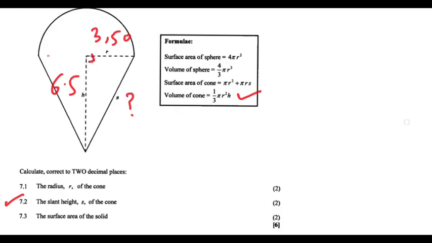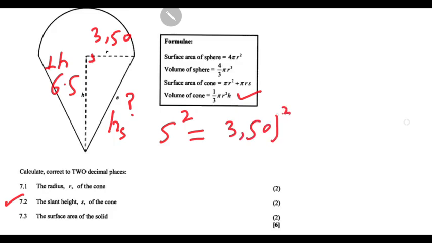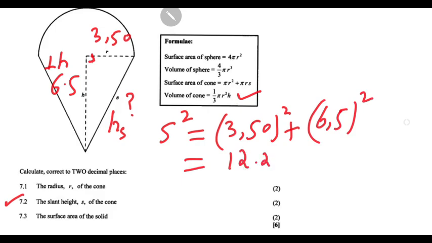This is the perpendicular height. s squared is equal to the two shorter sides; we need to find the longer side. So 3.5 squared plus 6.5 squared. I use my calculator. This is going to be 12.25 plus this becomes 42.25, and I must add them.